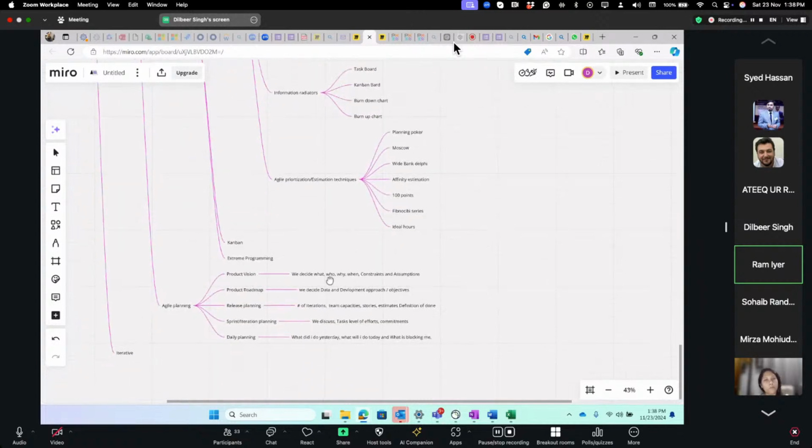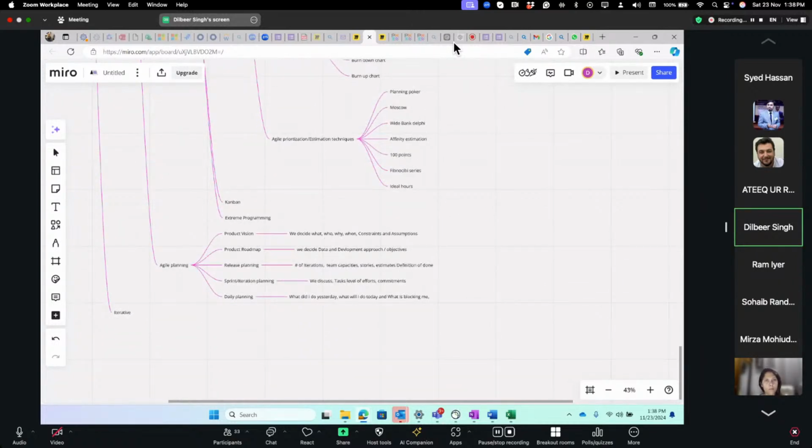And the Agile planning. You want me to scroll up a bit, Ram? Right, yeah, that's good. So Agile planning is basically the onion-like chart. It starts with product vision, where basically what, who, why, when, constraints, assumptions are covered. And product roadmap basically talks about releases, date, or the feature set, objective, development approach, all that is covered under that.